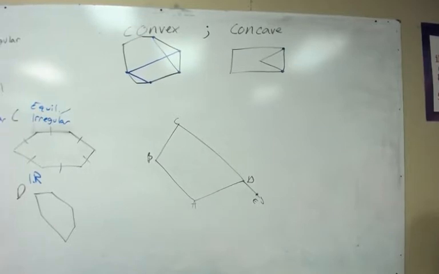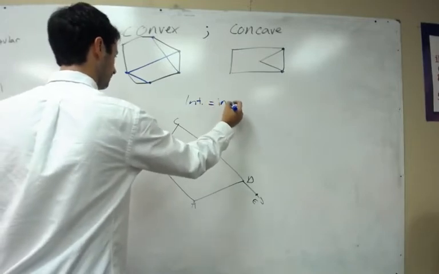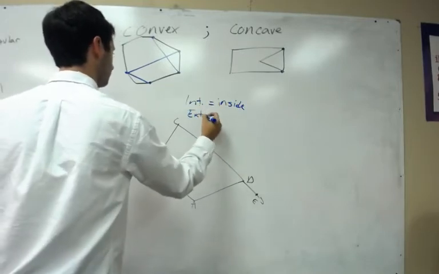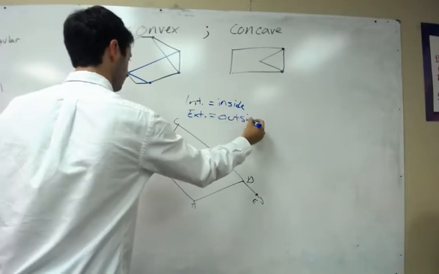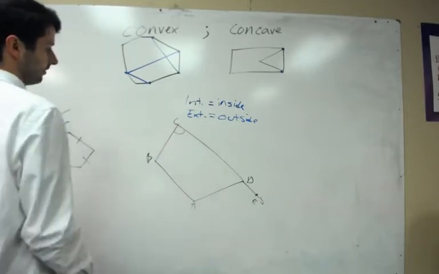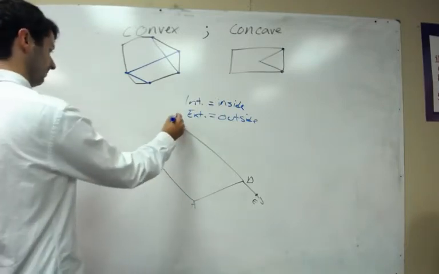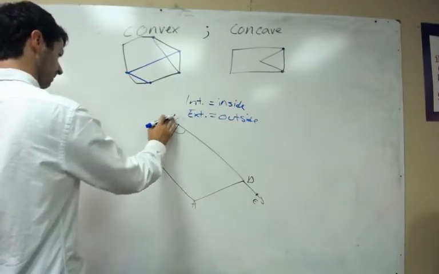The last part about polygons that we're going to talk about when identifying them is by angles. We're just going to talk about interior and exterior angles, and it is exactly how it sounds. Interior angles, inside, and then exterior, outside. You have to make sure that you label angles properly. So if we're talking about this angle right here, it's not just angle C, because if you said angle C, it could actually still be outside the polygon.